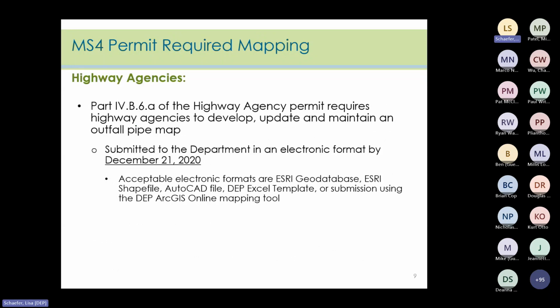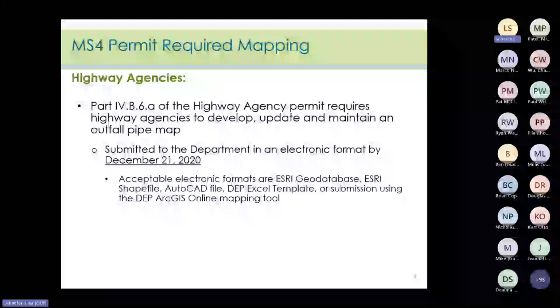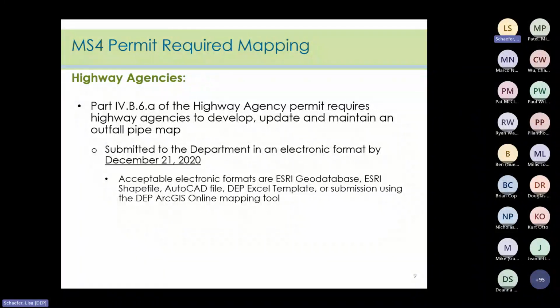The Highway Agency permit covers the highway and bridge commissions across the state. So that includes NJDOT, the Garden State Parkway, and highway agencies in each county. So similar to the Tier A and public complex permit, highway agencies were required to submit an outfall pipe map to the department in an electronic format by December 21st of the year 2020.